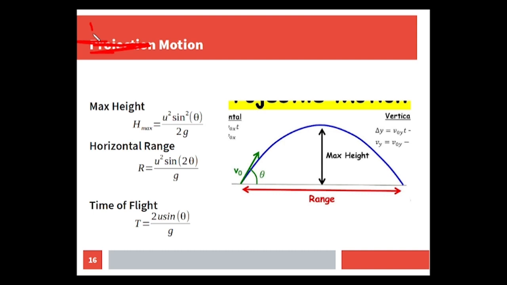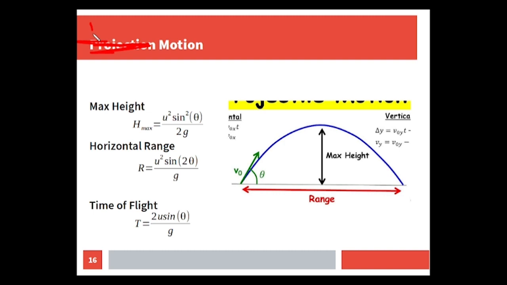So this is projectile motion, by throwing a body with a velocity u. I am taking the projectile velocity u. This is called the horizontal range of the projectile, and this is called the maximum height of the projectile. The time taken for the body to move from here to here is called the time of flight.